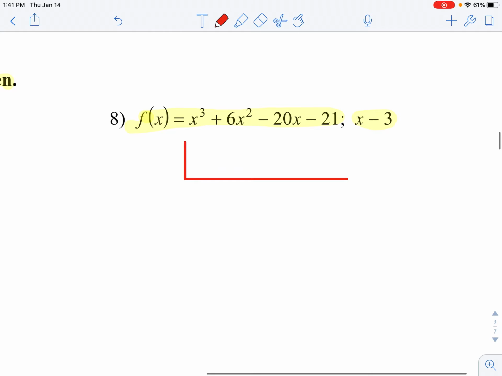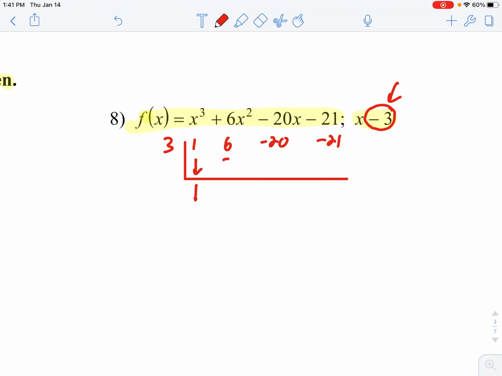Now in this scenario, we use the opposite of this number, so positive 3, and then put 1, 6, negative 20, negative 21. It's critical. You have to use the opposite of that number. Bring this down, I get 1, multiply, you get 3, add, 6 plus 3 is 9, write it down, multiply, 3 times 9 is 27, add, negative 20 plus 27 is 7, 3 times 7 is 21, add, you get 0.